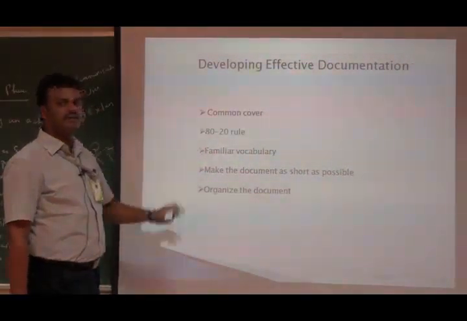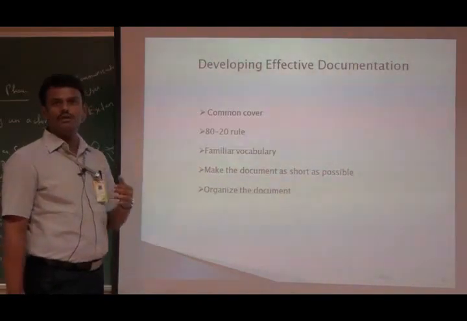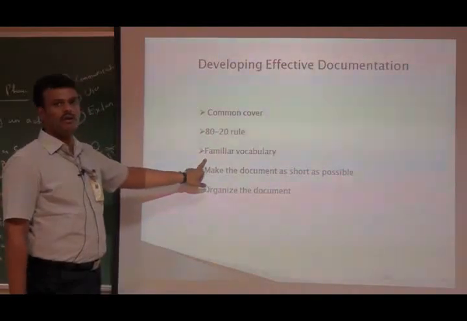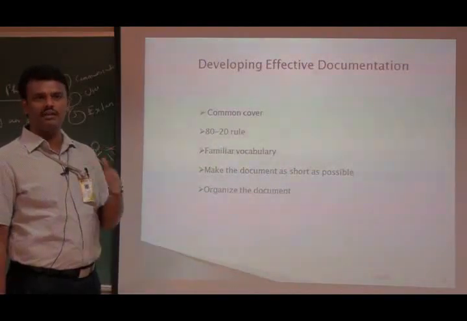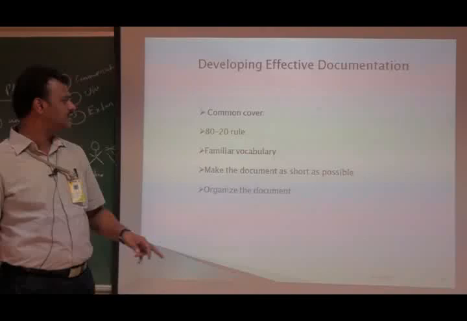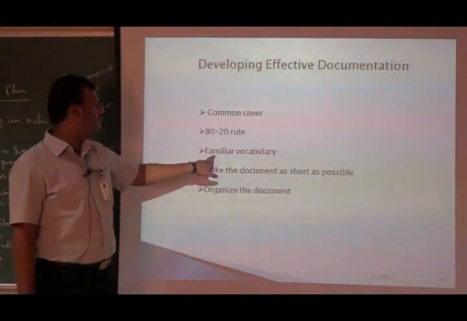The next one is the 80-20 rule. What do you mean by 80-20 rule? 80% of work can be done by 20% of the documentation. That is called the 80-20 rule. The next one is familiar vocabulary. What do you mean by familiar vocabulary? It is easy to communicate with the readers. The documentation should be easy to communicate with the readers, not filled with buzzwords like hardware jargon. That is the familiar vocabulary.